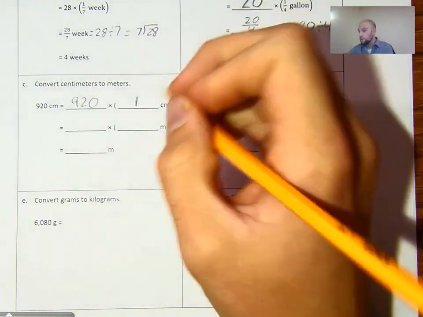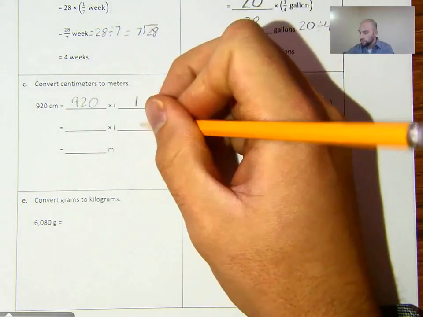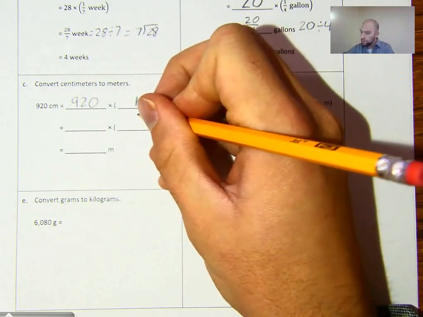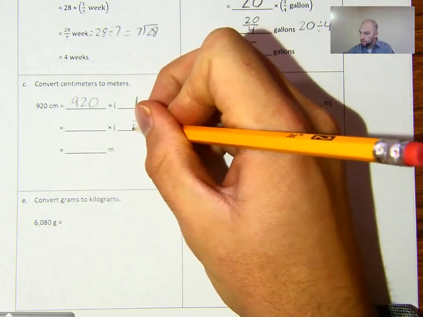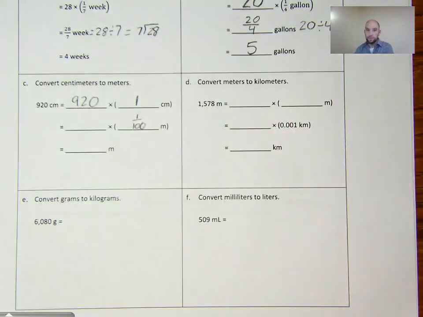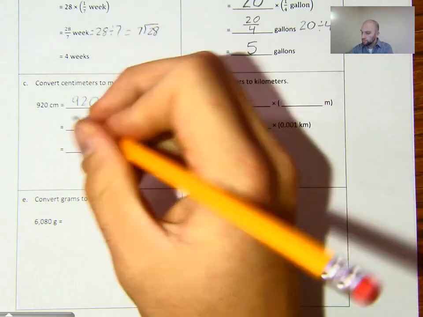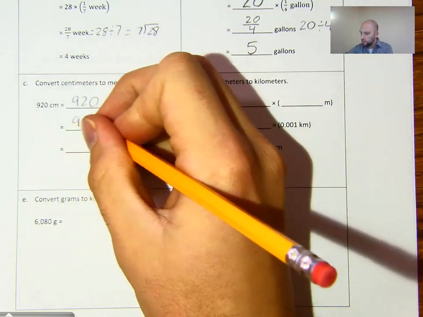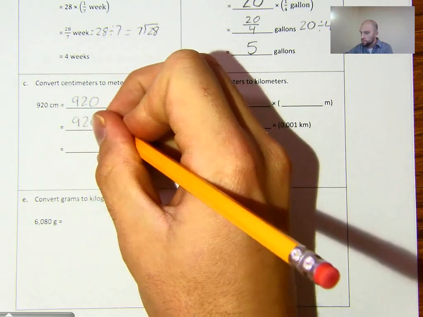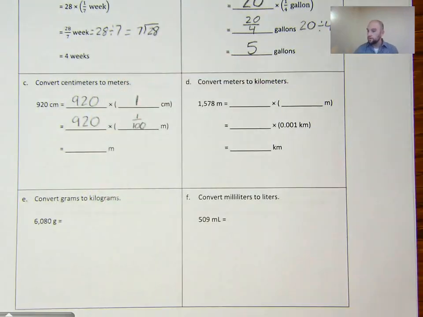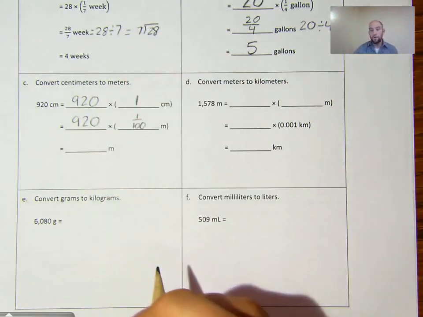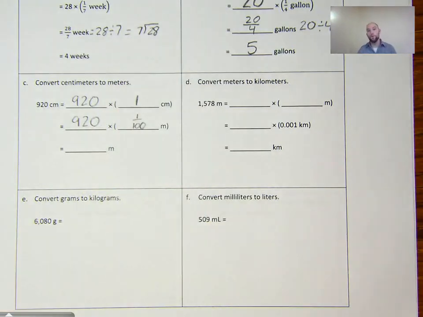So 1 centimeter is 1/100th of a meter. And if we multiply 920 by 1/100th, we would get 920 over 100, or you would get 920 divided by 100.